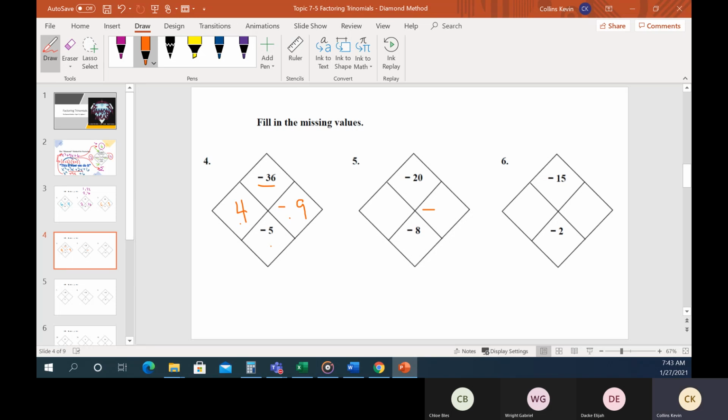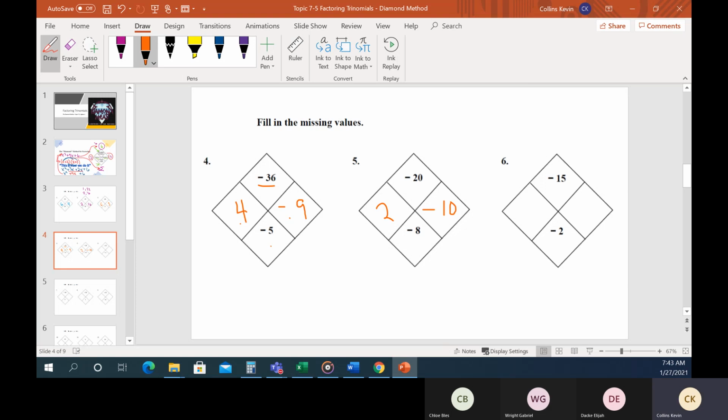I totally agree with you. Yeah. So if we put minus 10 here and 2 here, 2 times negative 10 is negative 20, and 2 minus 10 is minus 8. Bingo, got it. Nice.